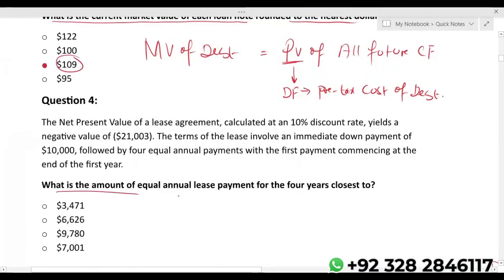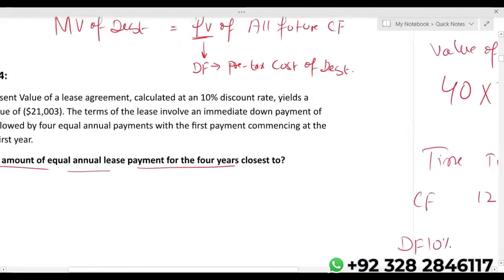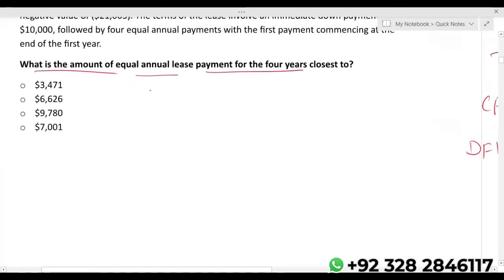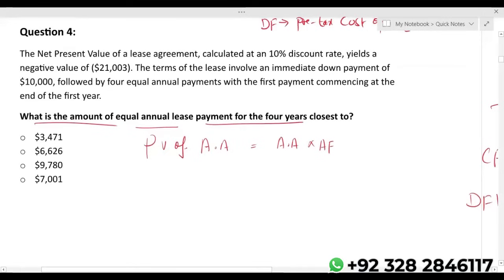Okay. What is the amount of equal annual lease payment for 4-year closest to? First of all, you should know one relationship. Okay, we have present value of annuity amount is actually equal to annuity amount into annuity factor. Now let's read the question.